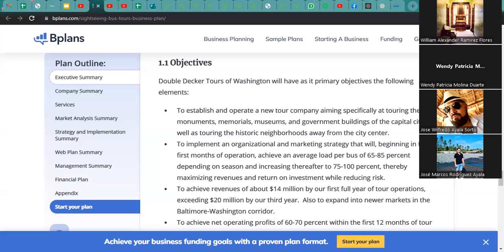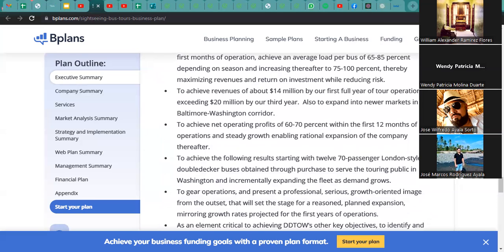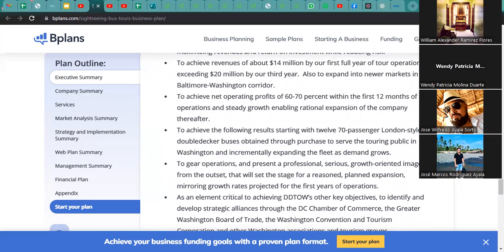Achieve an average load per bus of 65-85%, depending on season, and increasing, therefore, to 75-100%, thereby maximizing revenues and return on investment while reducing risk. To achieve revenues of about 14 million by our first full year of tour operation, exceeding 20 million by our third year. Also to expand into newer markets in the Baltimore-Washington corridor.